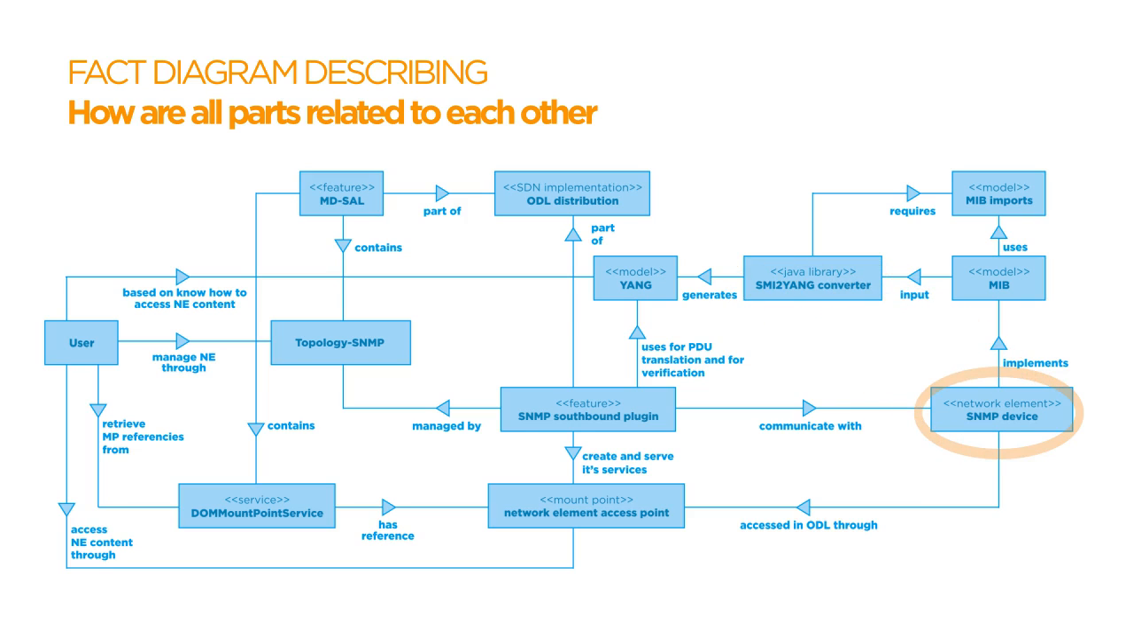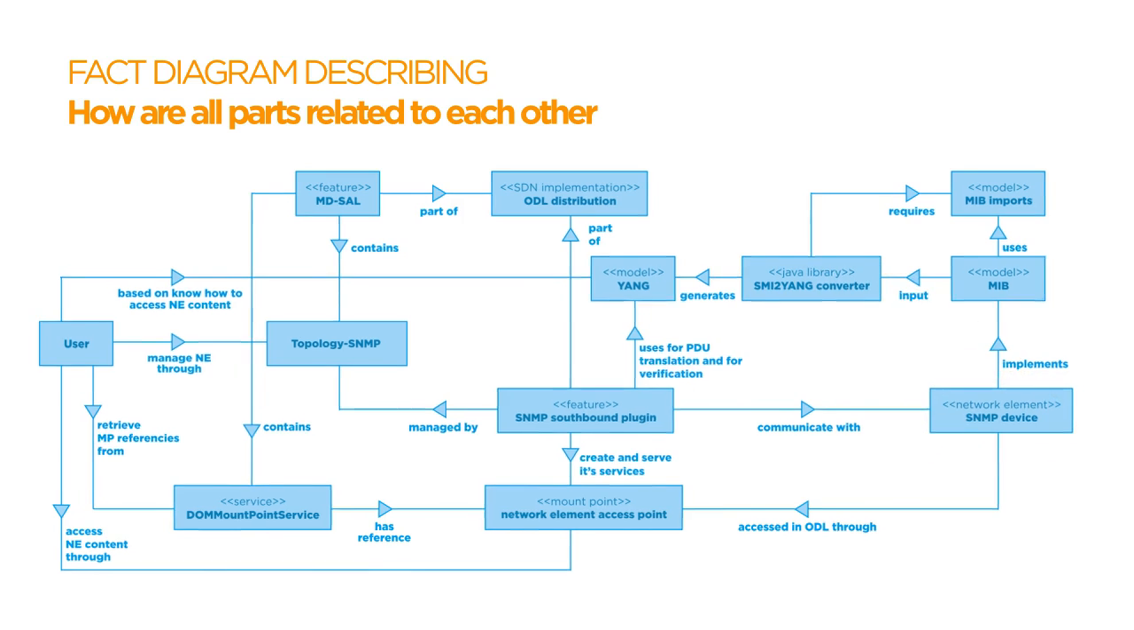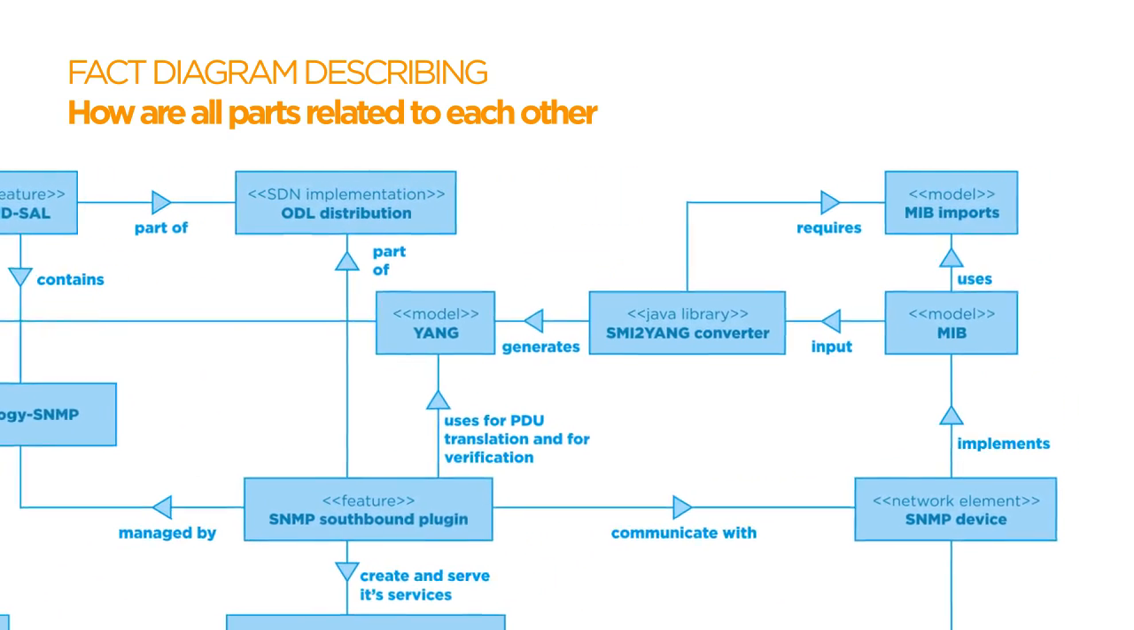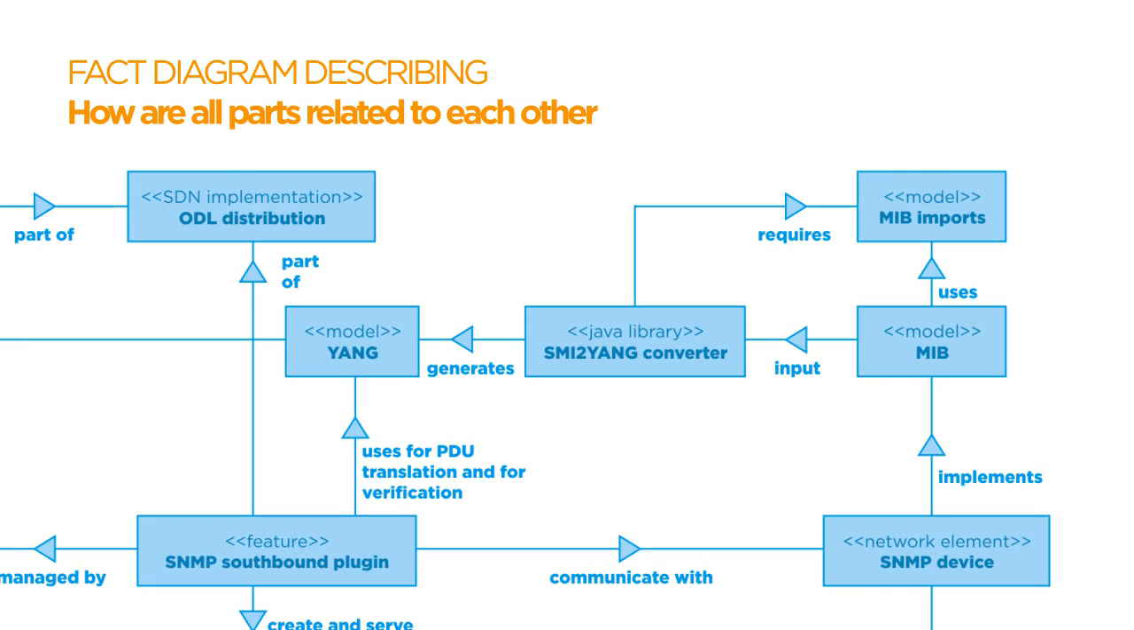In this diagram, we can see how it is all related and, in most cases, also interconnected. We are going to focus on one specific part, and that is the relation between the MIB model, YANG model, device, and SNMP Southbound plugin. SNMP devices provide sets of configuration or status information based on the MIB model. For example, if the device wants to provide information about interfaces, it probably implements the if-MIB model. And now the SMI to YANG converter comes into play, which translates this to a YANG model.